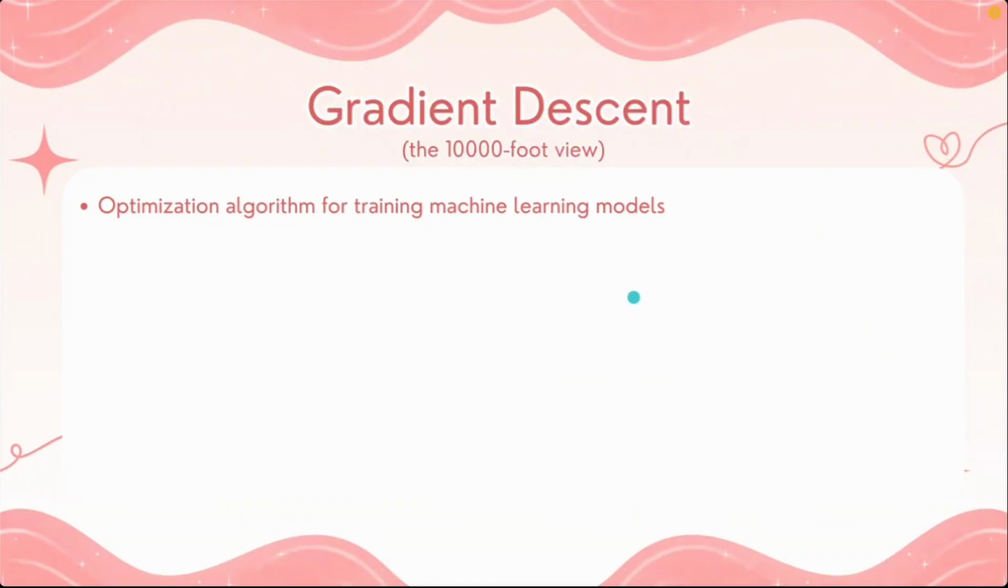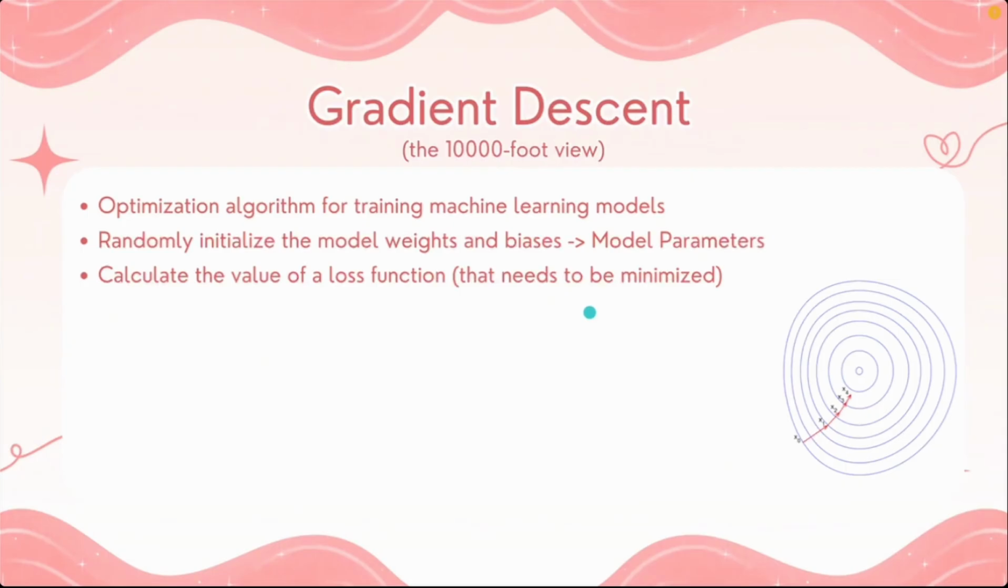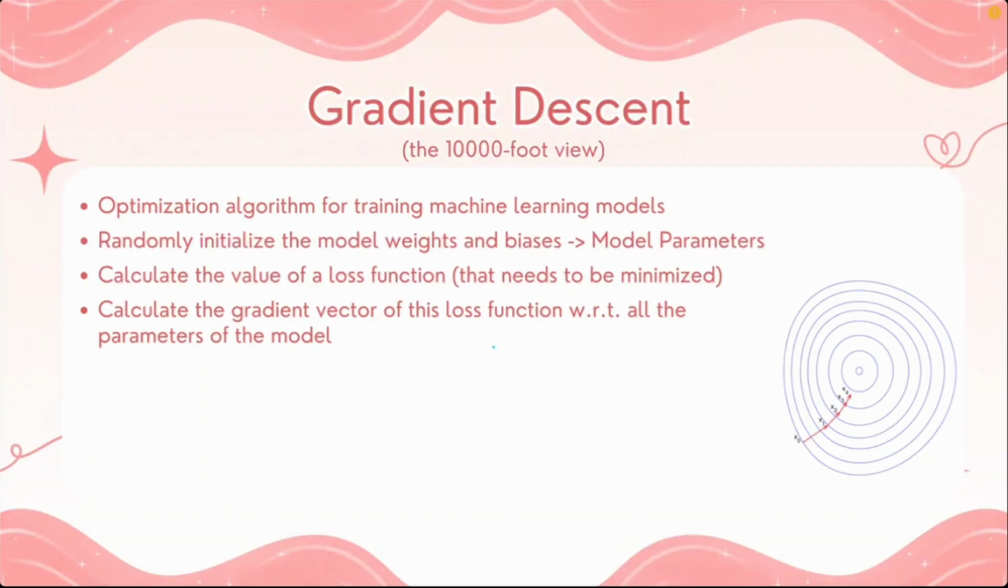If I give you a 10,000 feet view of the algorithm, let's say you have a function which has to be converged. You start with some random value of x and you try to tweak x such that your function f, which can be a loss function, goes down in value. So you randomly initialize the model with biases, then you calculate the loss function that needs to be minimized, and then you go back and calculate the gradient vector with all the parameters of the function. What can you tweak which will change the loss to be a little less in each iteration?